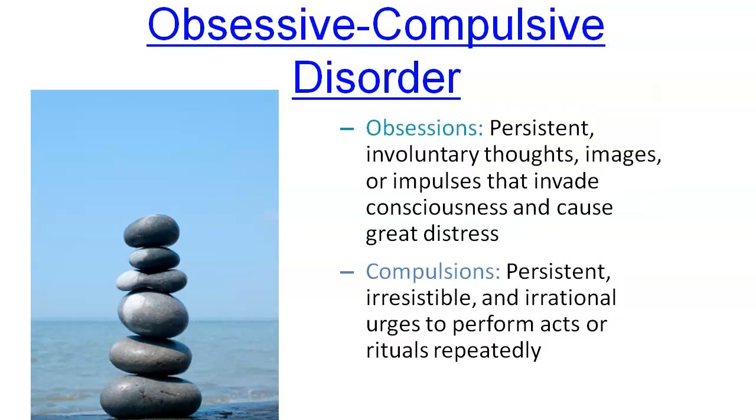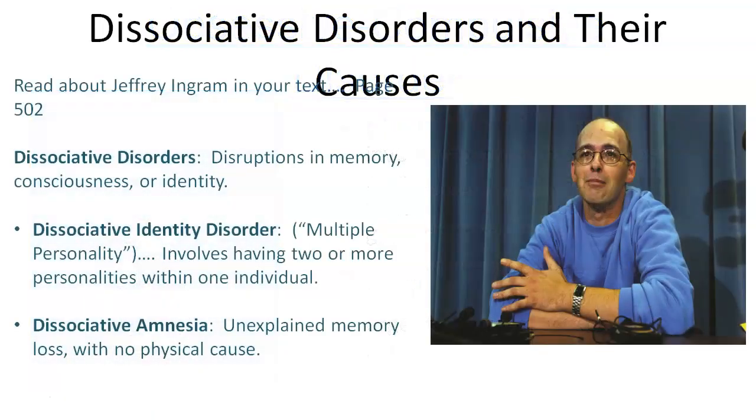And so we talked about that in more detail, where you have these obsessions and these compulsions. So an example of this is when you just have this nagging feeling like you're forgetting something and that feeling just won't go away and it happens over and over and over again. That's obsessive compulsive disorder.